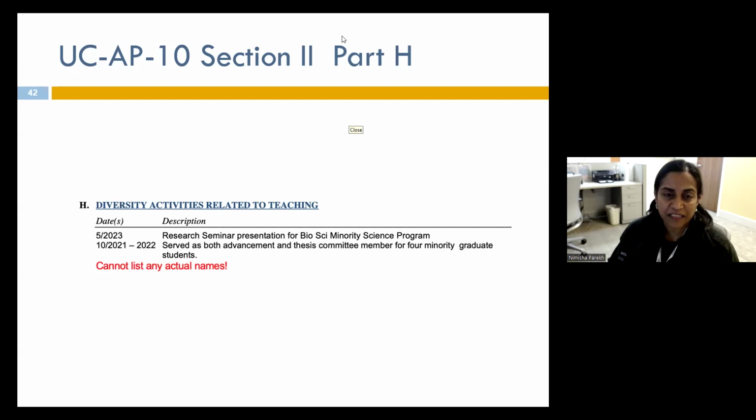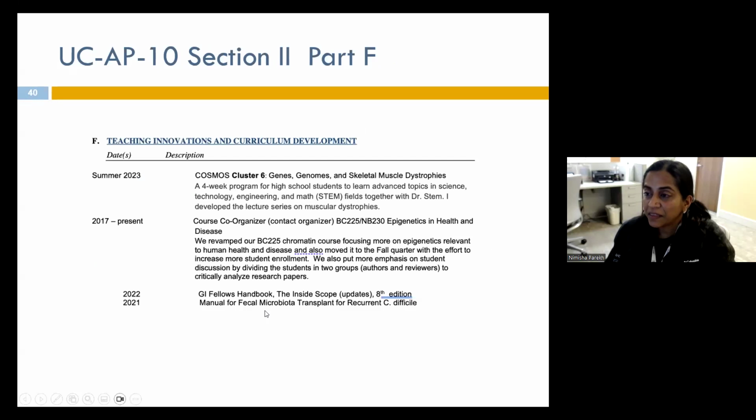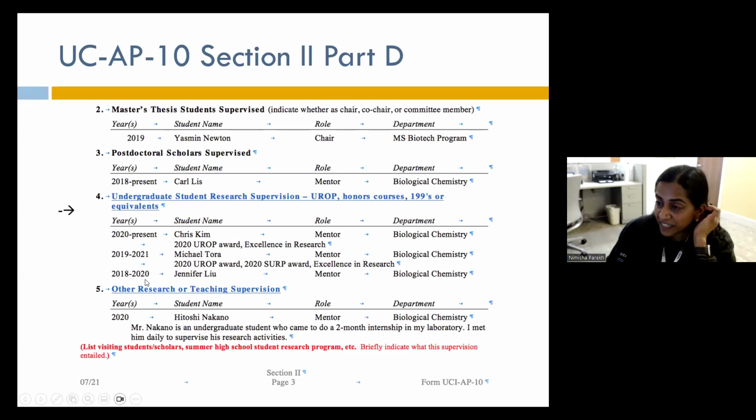Dr. Peterson, do you mean in the sense if you are a mentor for Bio 199? You had mentioned to list it under the courses, but then again, you had it listed under the mentoring. Okay, right, that's a good point. So for Bio 199, if you're a mentor for a Bio 199 student, so it's usually an undergraduate student research supervision, I would include it under section 2, part D, number 4.